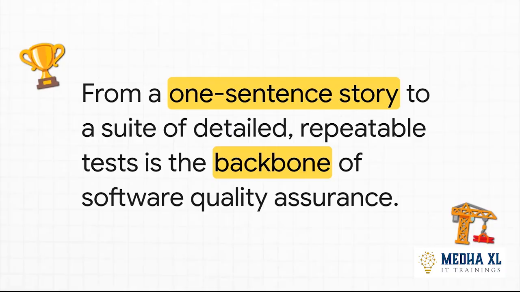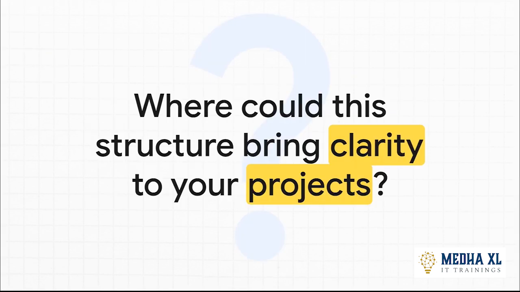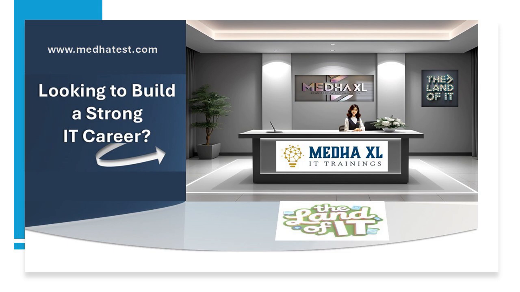So here's the big takeaway. This whole journey from a simple one-sentence story to a whole suite of detailed, repeatable tests, this is the absolute backbone of software quality. By following a structure like this, one small, well-defined requirement can guarantee that you build a feature that's robust, reliable, and just high quality. And that kind of leaves us with one final thought. Now that you've seen this clear path, from a simple user need all the way to a detailed set of instructions, just think about it for a second. Where in your own work, on your own projects, could applying this kind of structure bring a little more clarity, a little more focus, and ultimately a lot more quality?